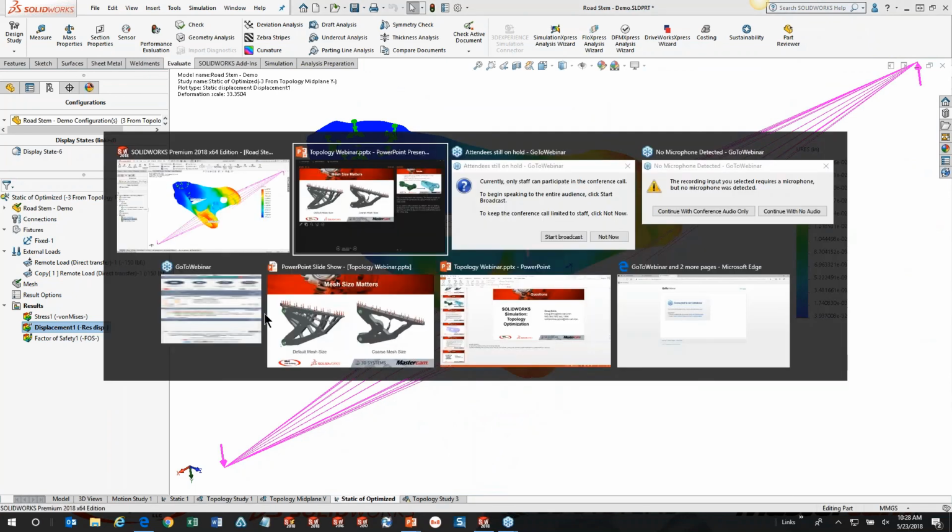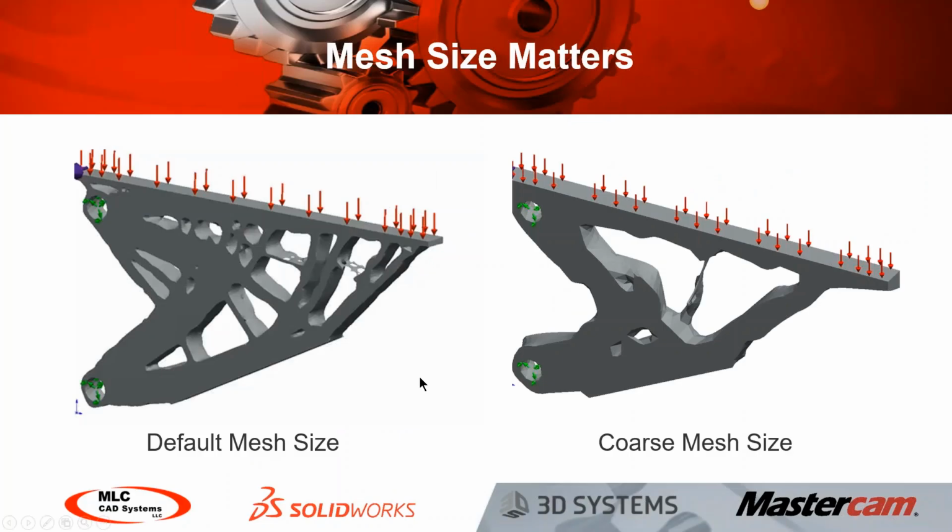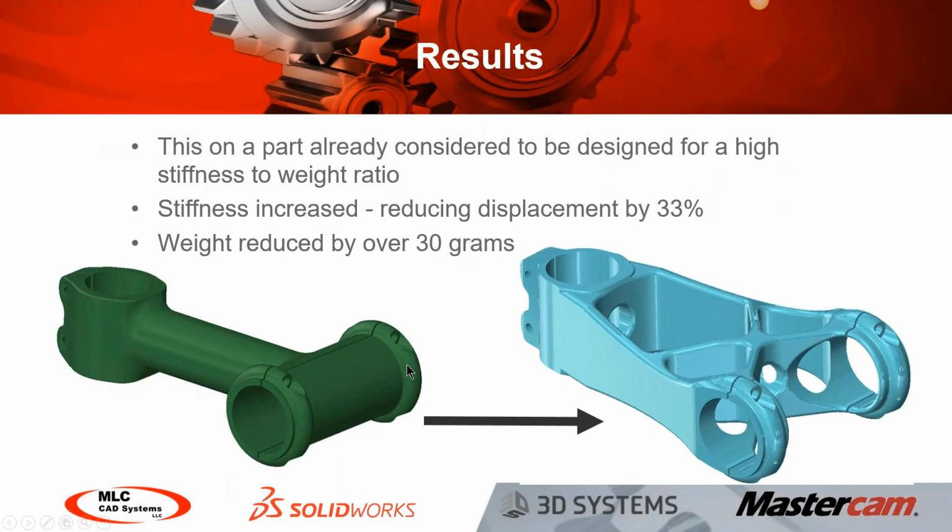And so what we get is, we're taking a part that's already considered to have a high stiffness to weight ratio, and we're able to increase its stiffness while reducing the weight by almost 40 grams. And if you look at the final design, that is a shape that I probably wouldn't have come up with on my own.